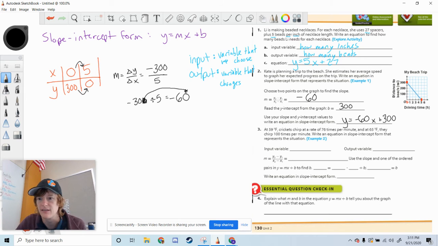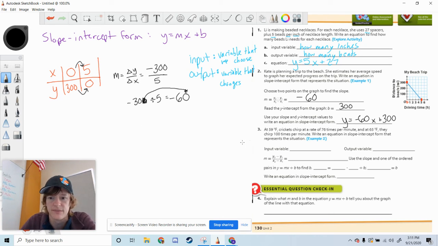So at the beginning, they have to drive 300 miles, and then every hour they get 60 miles less on that distance until they reach the beach. 60 miles less, 60 miles less. And after 5 hours, they get there. Kate has made it to the beach.